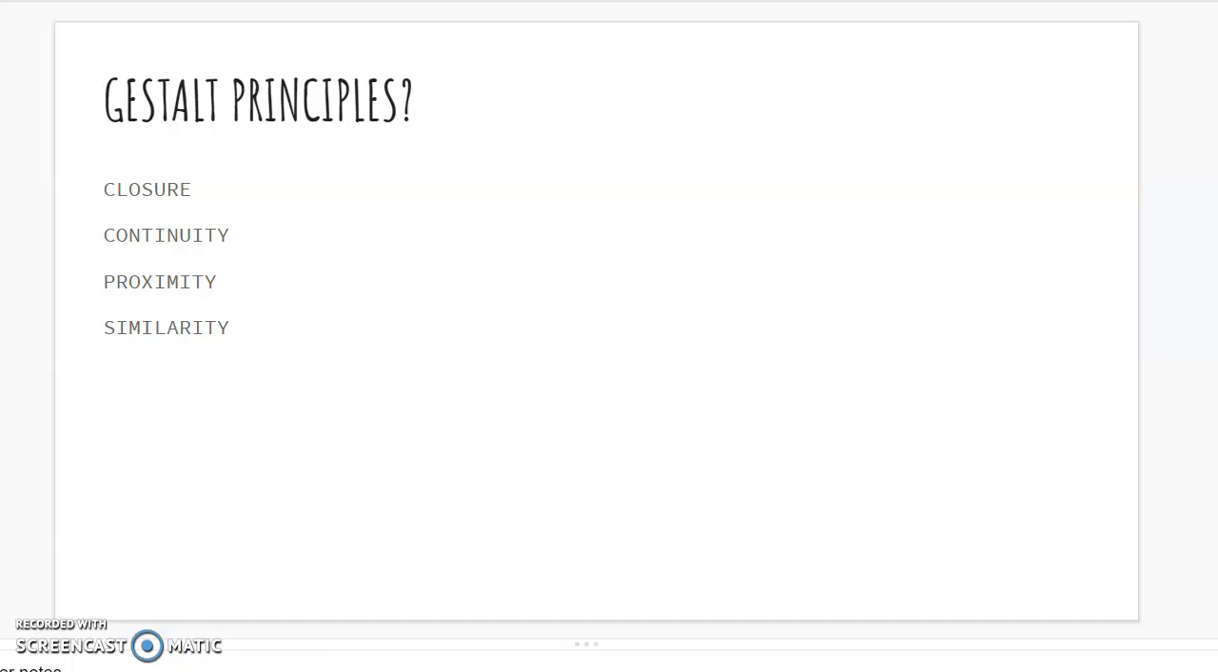So, what are Gestalt principles? Gestalt is a psychology term which explains that people tend to organize visual elements into groups when certain principles are applied. So I'm going to go over four of the laws. I'm going to be going over closure, continuity, proximity, and similarity.